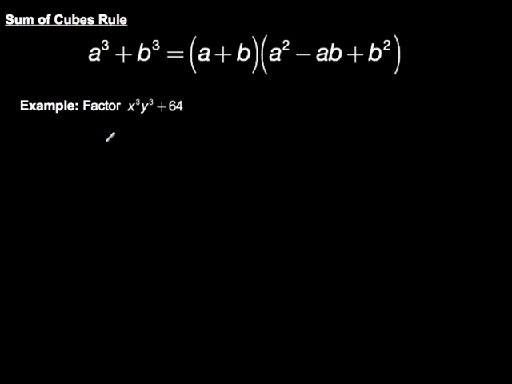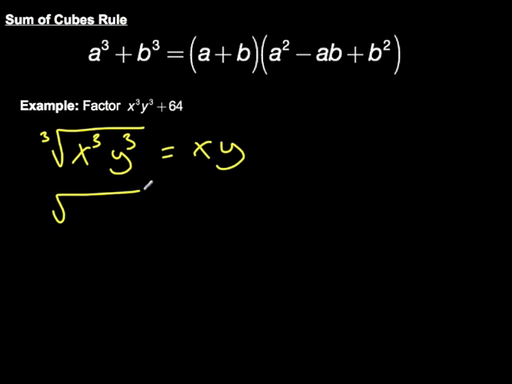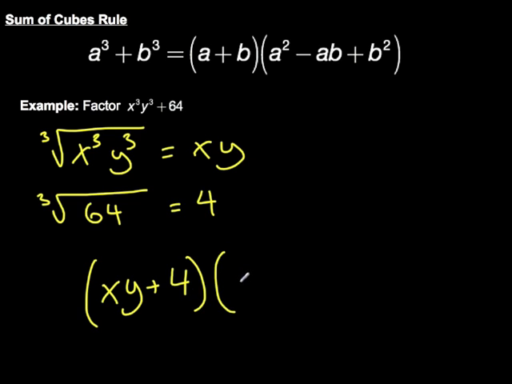Even something like this is factorable by the sum of cubes rule. So here, the cube root of x cubed y cubed is xy, and the cube root of 64 is 4. Plugging it into the rule, xy plus 4 times x squared y squared minus 4xy plus 16.